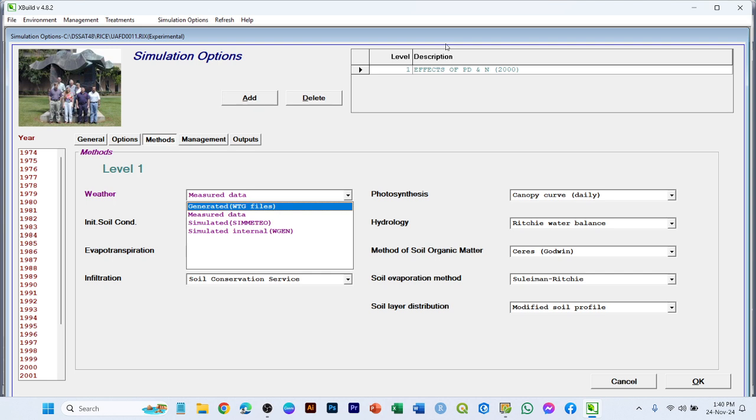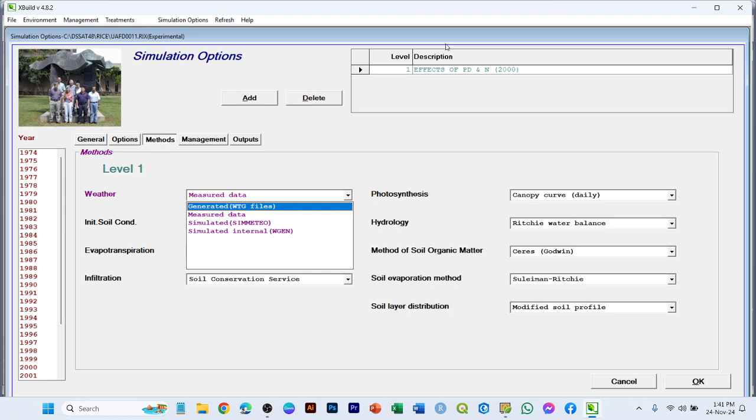Basically, these are the NASA related measurements. WTG files, generated ones. These are NASA based, you can say generated, simulated weather stations. So if you don't have the measured data, you can select any of them. Okay? Understand? So again, there is no problem for any type of data that you have.